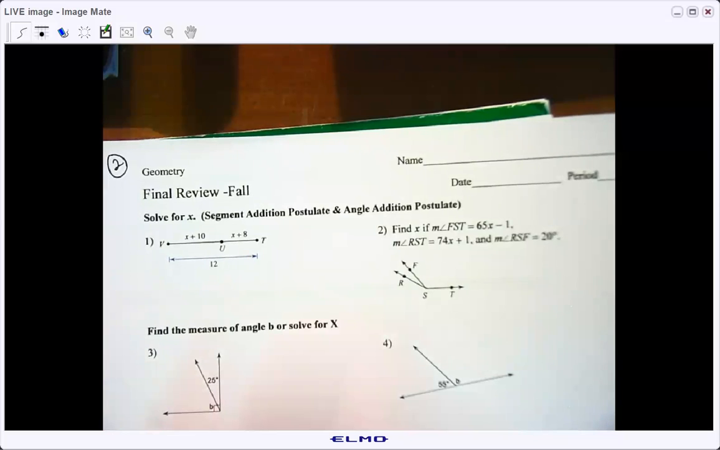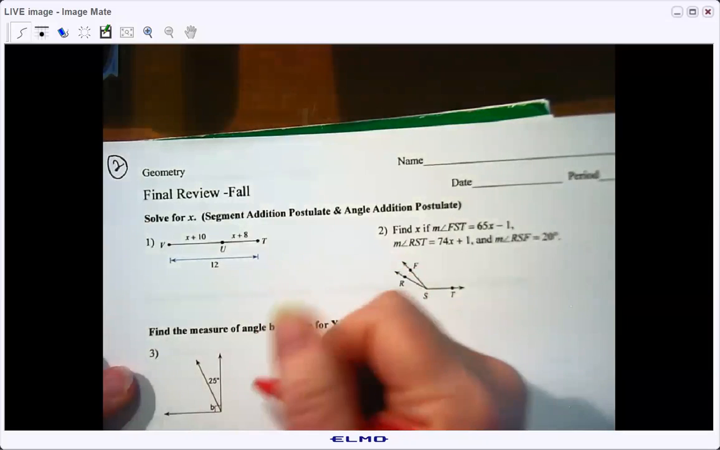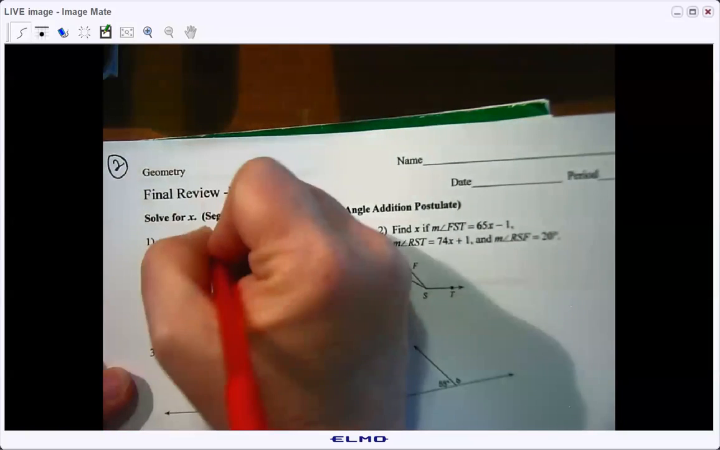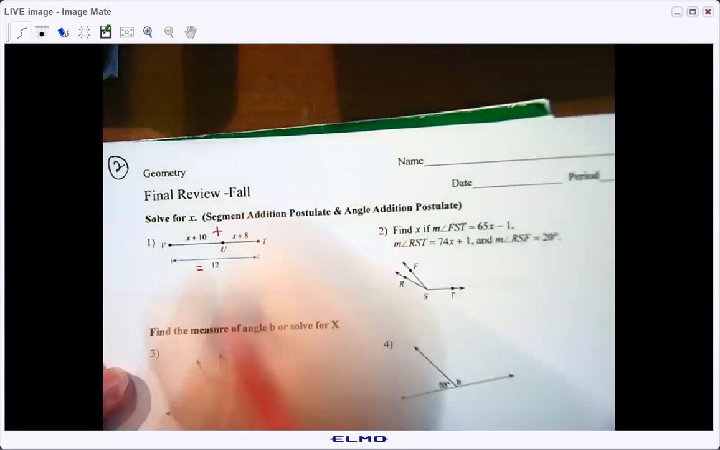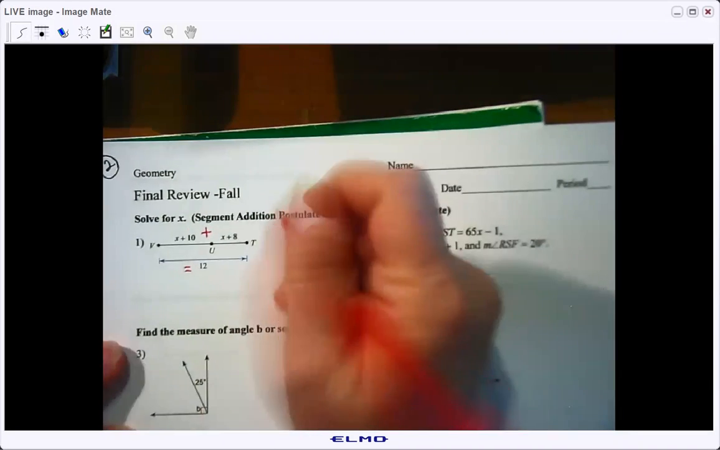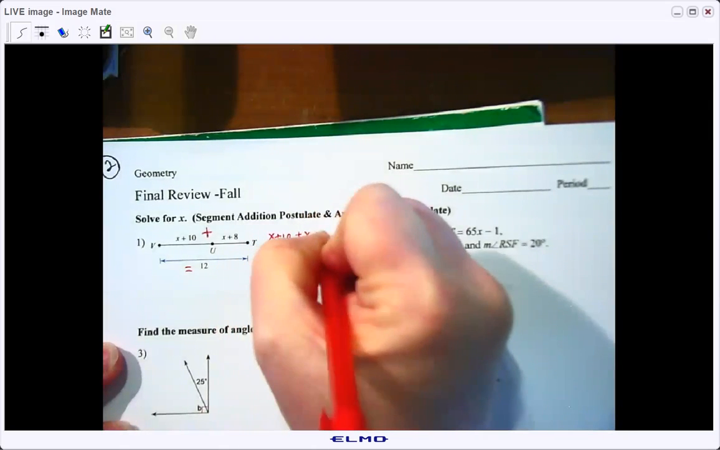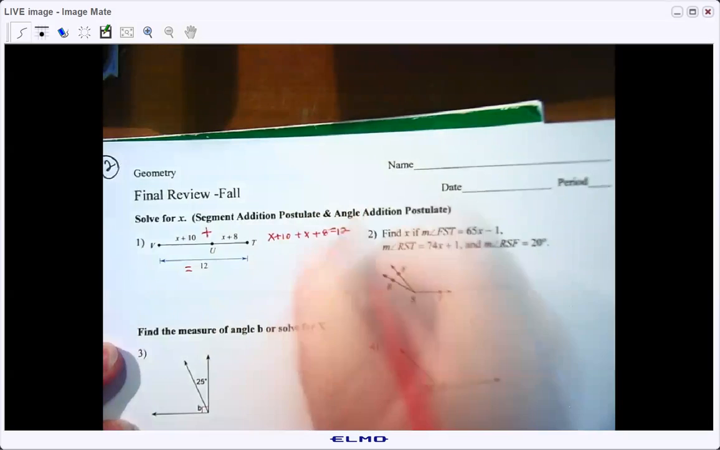So I even put what kind of problem it is. Like the first one is a segment addition, which means add the segments together. So this plus this is going to equal that. And there's your equation. So let's go ahead and write that down. X plus 10 plus X plus 8 equals 12. Go ahead and solve.